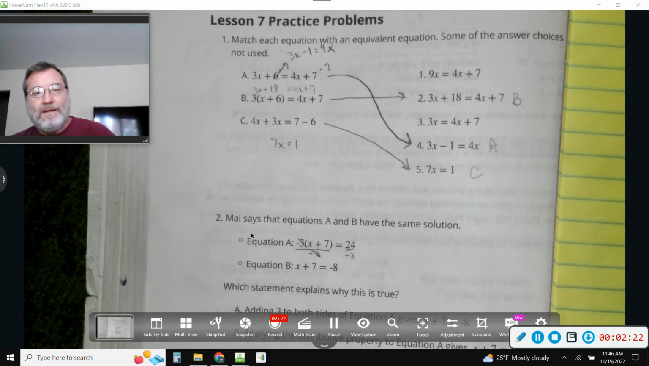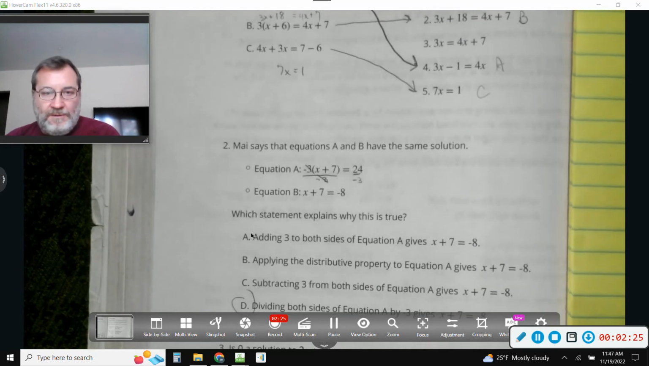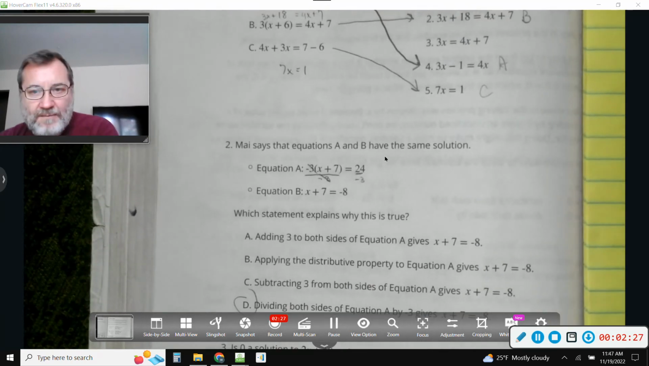All right. Moving on to number 2. It says the equations A and B have the same solution. So here's equation A, here's equation B. A good way to figure out how we can go from A to B: realize that it's 3 times this quantity, so these things are being multiplied together. Therefore, I can divide both sides by negative 3. And when I divide by negative 3, 24 divided by negative 3 gives you negative 8. So the only thing left on this side is x plus 7 equaling negative 8.